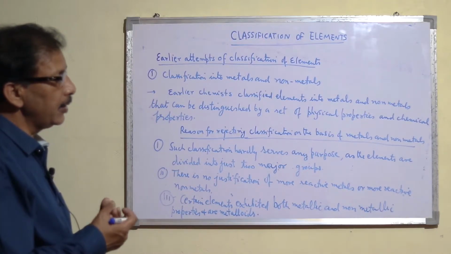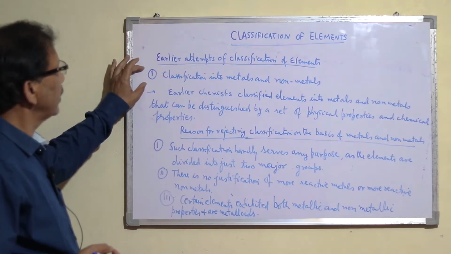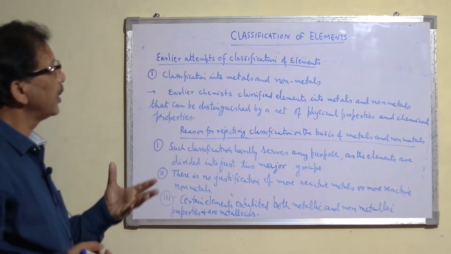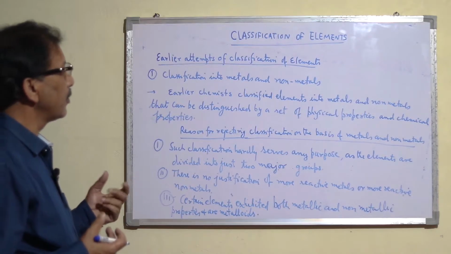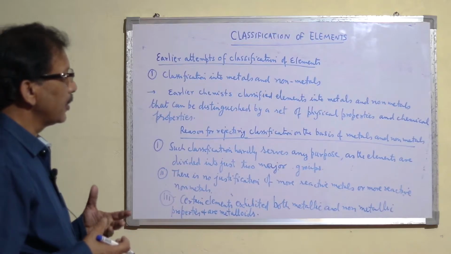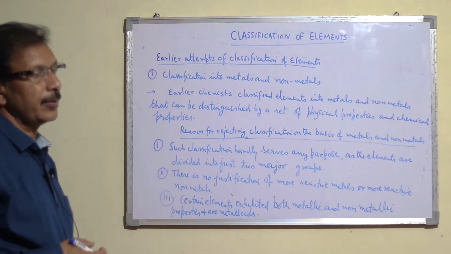There were many earlier attempts to classify elements, and the first attempt by the chemists was classification into metals and non-metals. Earlier chemists classified elements into metals and non-metals, and these can be distinguished by a set of physical properties and chemical properties.